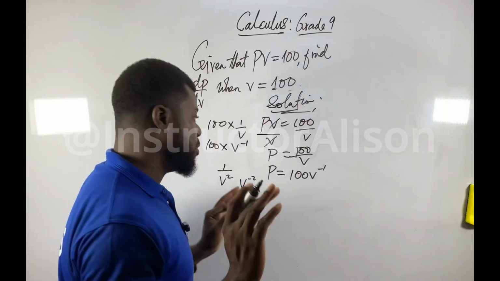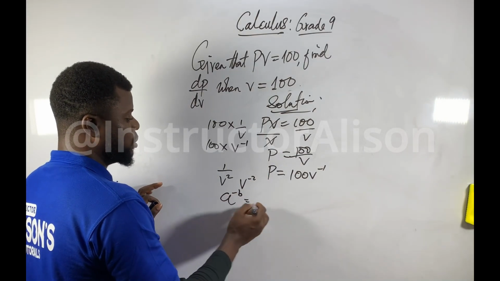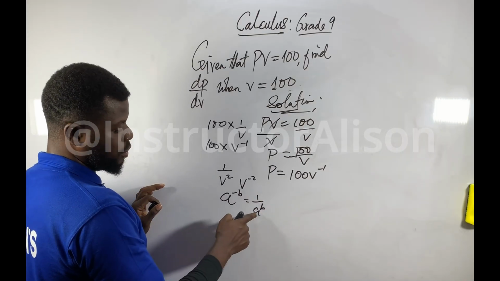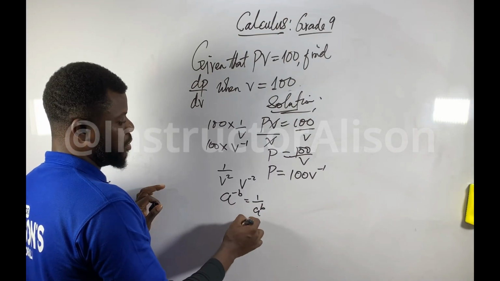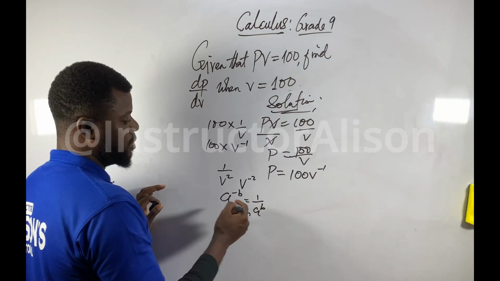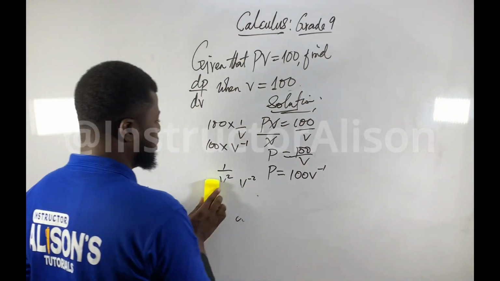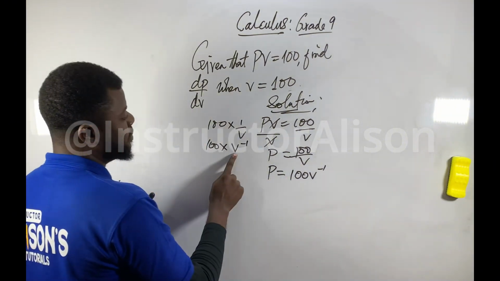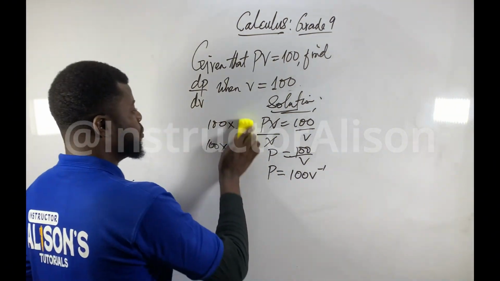All these come from negative indices, which you learn in indices. If you have a to the power of minus b, the minus changes to 1 over a to the power of b. If you have 1 over a to the power of b, it transforms to a to the power of minus b. I take it bit by bit so you don't get confused. So 100 times V to the power of minus 1 gives us this. You get the point now. Write it down so it doesn't confuse you.